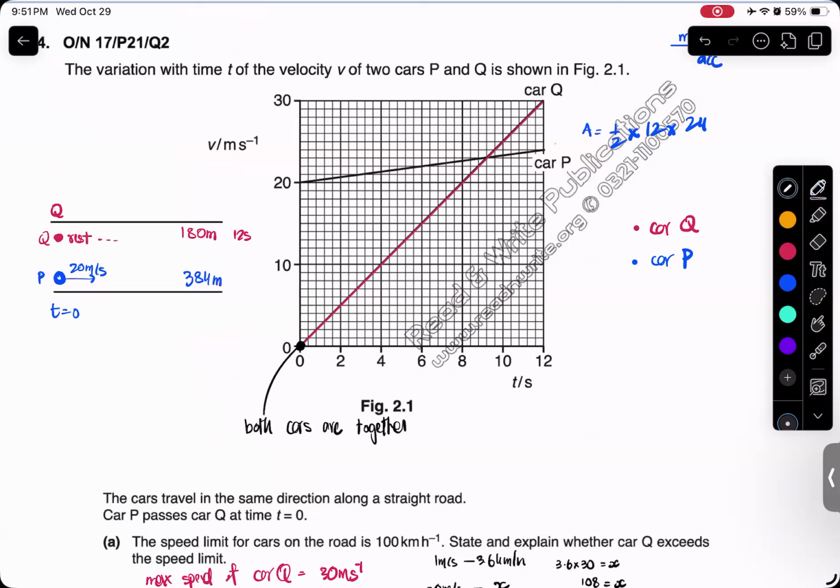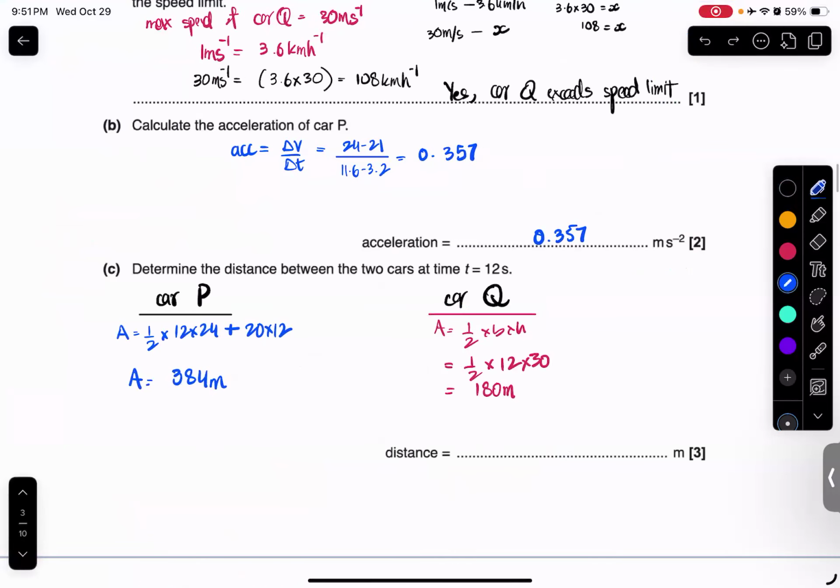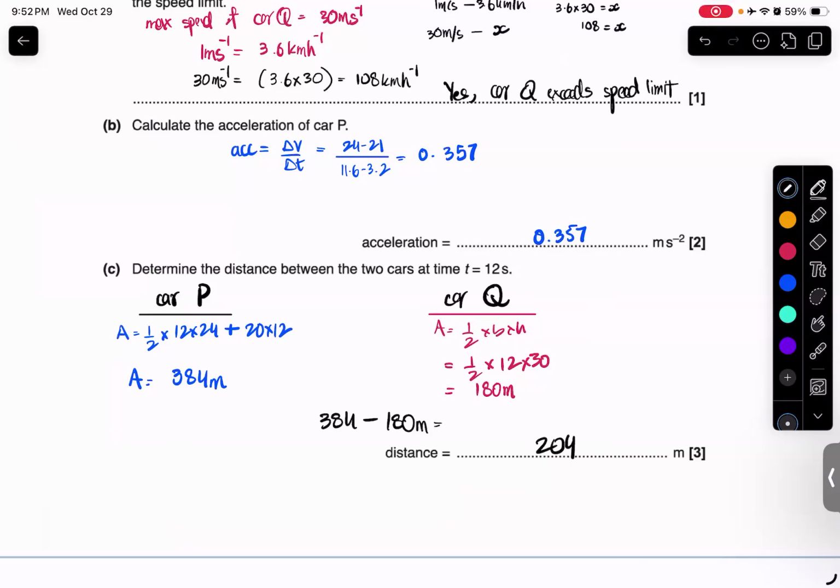Now, clearly you can see that car P, because it was already moving, traveled a greater distance than car Q because it already had a speed at that point. So if you were to find the distance between them, you just subtract the distances. So 384 minus 180 meters is the distance between them. 384 minus 180 is just 204 meters. Does that make sense?